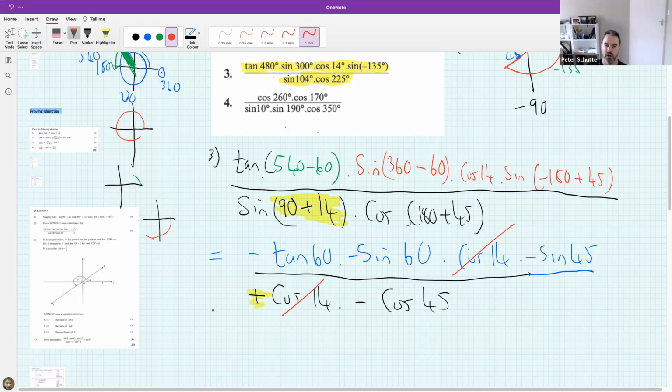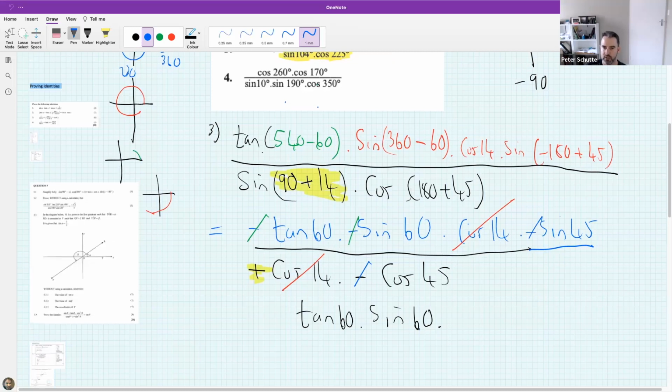Okay, now I'm also going to cancel out 2 of these negatives because a negative times a negative is a positive. So all I'm left with is the tan of 60 times the sine of 60. Oh, you know what? There's a negative on the bottom and a negative on the top. So this can also cancel out. All my negatives are gone, thank goodness. And what have I got left? I've got tan 60, sine 60. I've got a sine of 45. And then on the bottom, I've got a cos of 45. Notice how all the negatives knocked each other out.